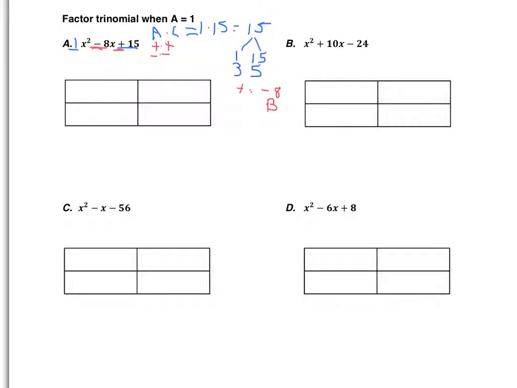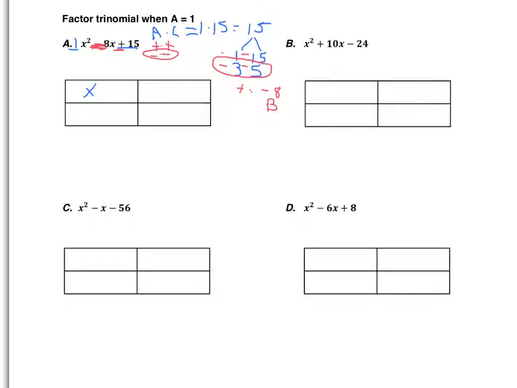And since our b value is a negative 8, there's no way to add up two positives to get a negative. So we know that the signs have to be negative and negative. So it's either a negative 1 and negative 15, or it's a negative 3 and a negative 5. So if we add negative 1 and negative 15, we get negative 16, which is definitely not negative 8. So we know that we have negative 3 and negative 5. Multiply to get 15 and add to get negative 8. So then we can go back and fill in our box.